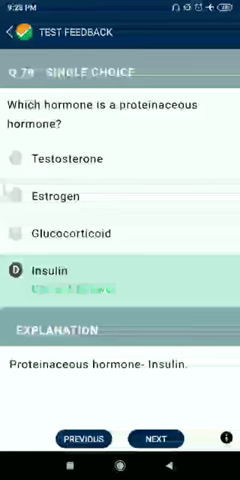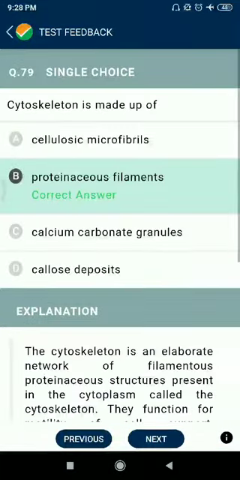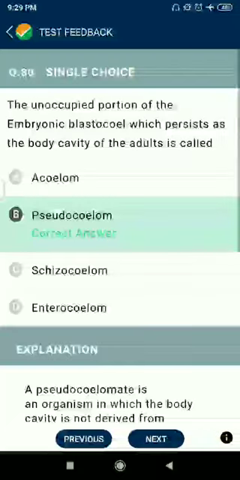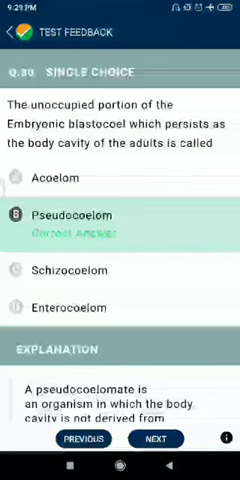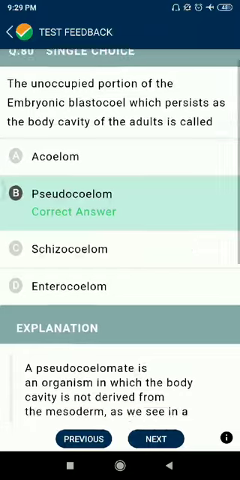Question 78. Which hormone is a proteinaceous hormone? Insulin. Question 79. Cytoskeleton is made up of proteinaceous filaments. Question 80. The unoccupied portion of the embryonic blastocoel which persists as the body cavity of the adults is called pseudocoelom.